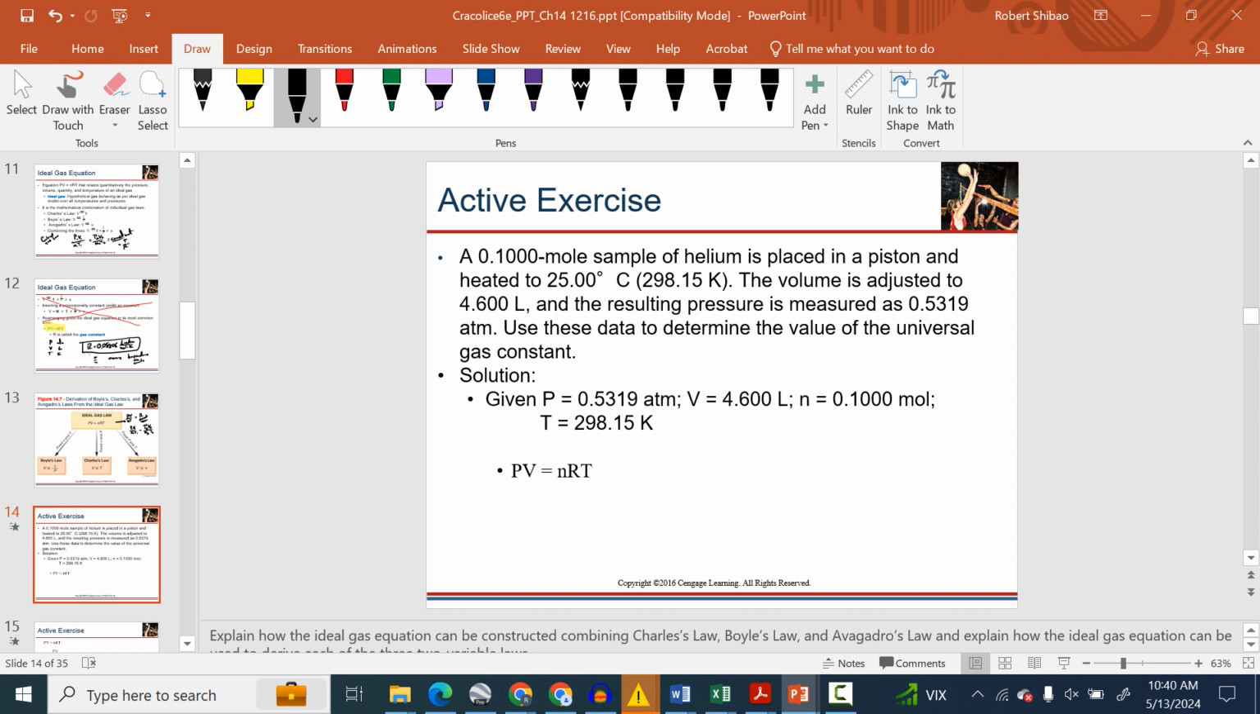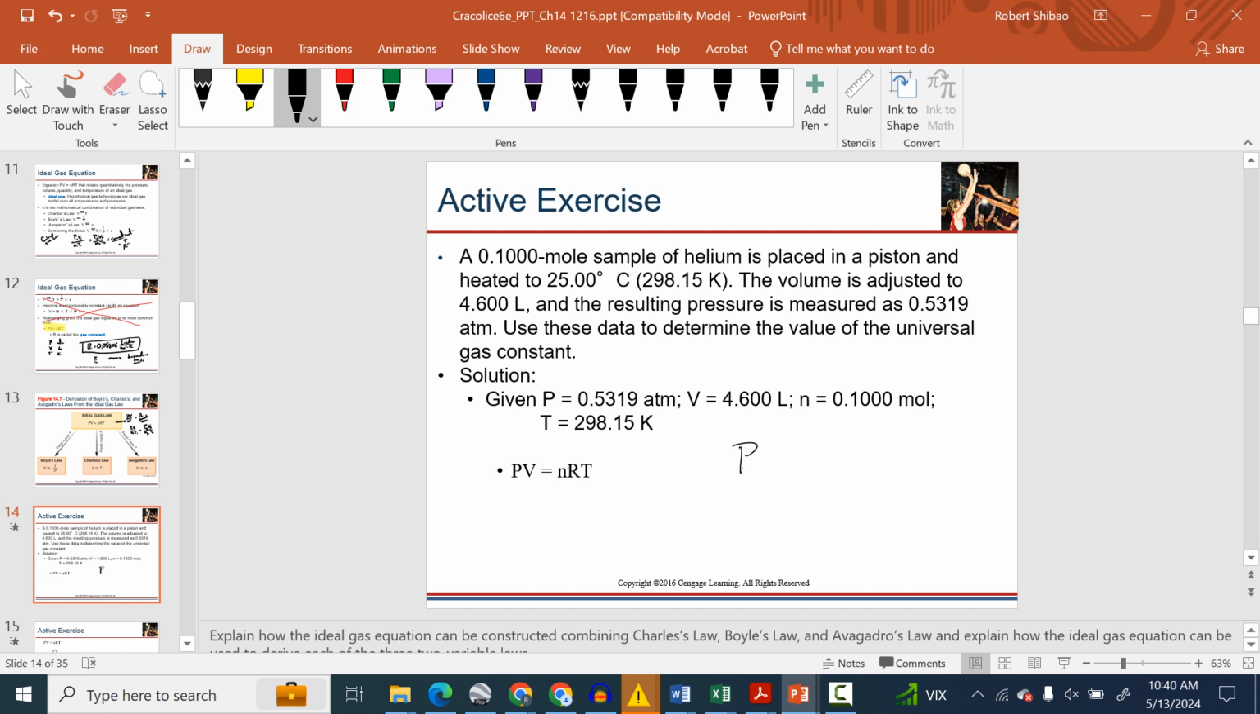The volume is adjusted to 4.600 liters, and the resulting pressure is measured as 0.5319 atmospheres. Use these data to determine the value of the universal gas constant. And so what we have to do is come up with a table and see what they give us.